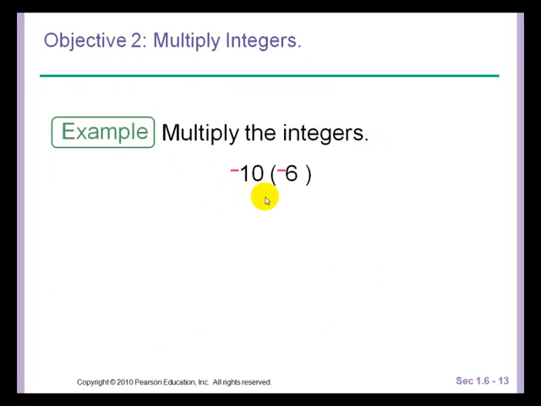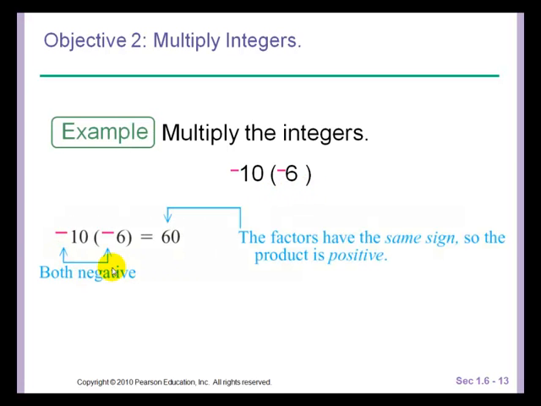So, another example. Multiplying the integers negative 10 times negative 6. Since they are both negative, the result will be positive. 10 times 6 is 60. Since they're both negative, it's a positive 60.